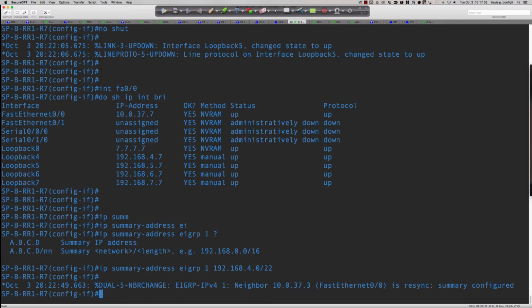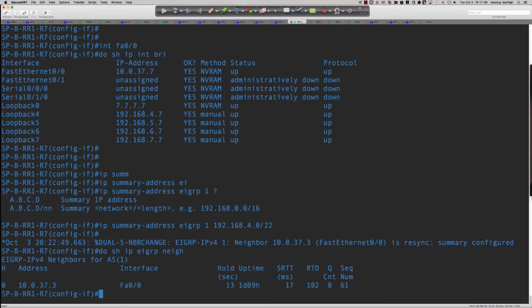This does not tear the adjacency down. In fact, if I do show IP EIGRP neighbors, right? The uptime of this adjacency with router 3 is 1 day and 9 hours. So not even close to having been reset within seconds of me running that command. It is a resync. It is a graceful restart, or I should say, well, it's a graceful resynchronization of the routing information being shared from router 7 over to router 3.